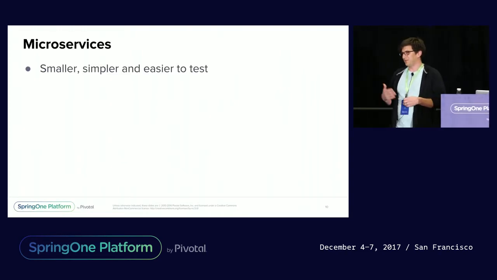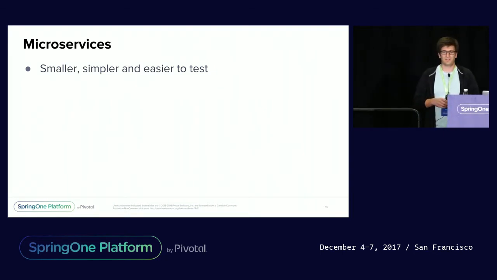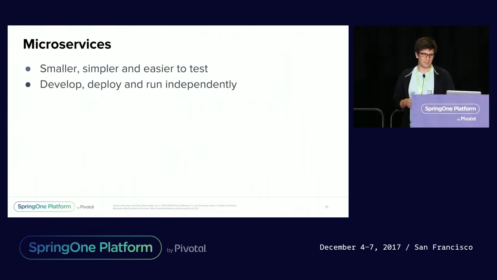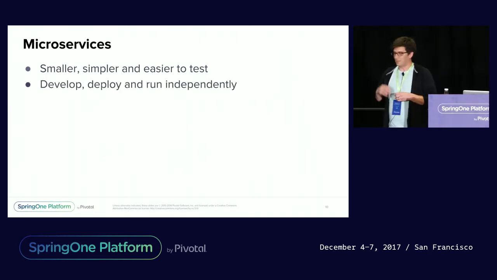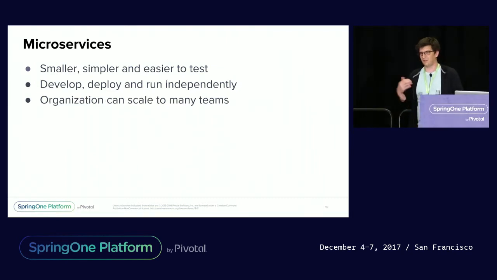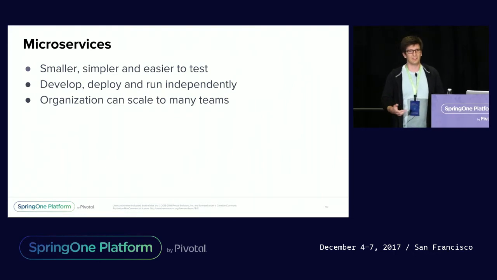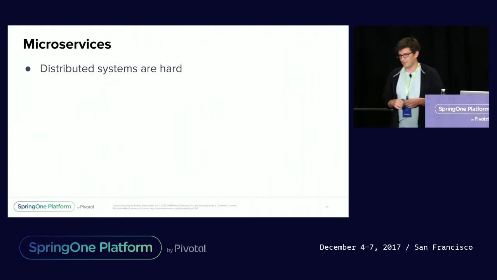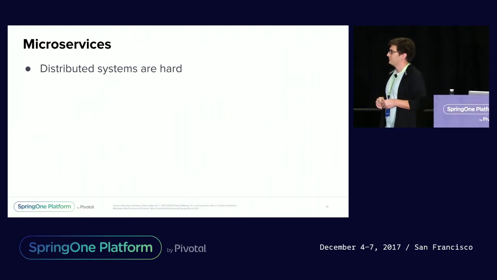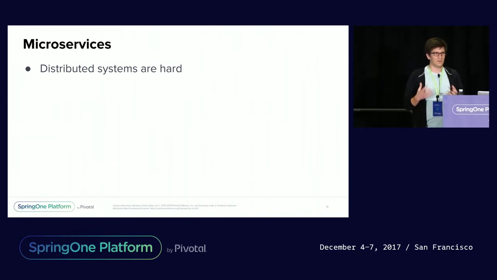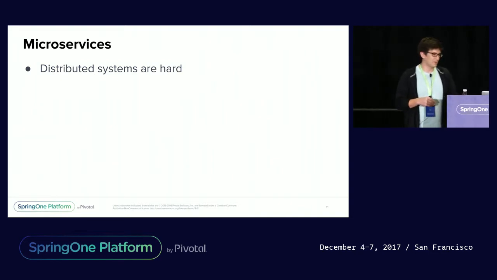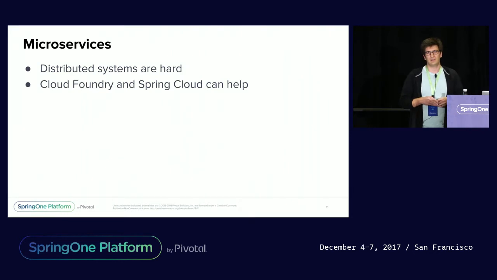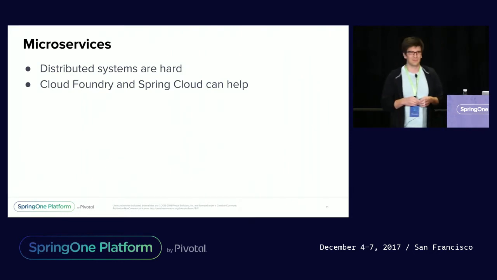Another benefit, potentially, is that these applications are generally smaller, so they're easier to test. The logic that's contained within any given application is a lot easier to reason about. We can develop and run them independently, and this allows the organization to scale to many teams, which is ultimately what's really driving us here. But distributed systems are hard. So you have a platform like Cloud Foundry that's already been solving a number of these problems for you. And in addition, maybe some of you today are already using Spring Cloud services. If not, I think we're going to give you some reasons why you should.